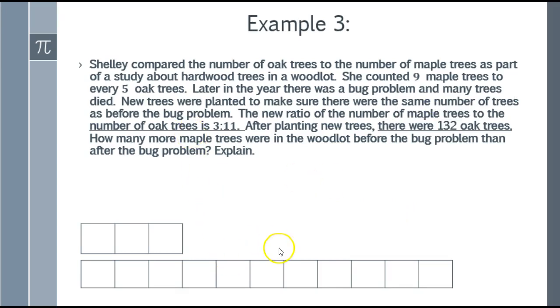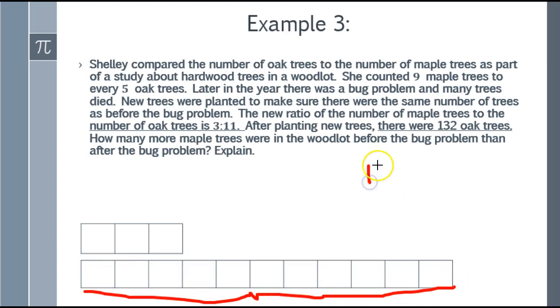So, when looking at this, my oak trees are represented in my 11 here. I want to break down the 132 between these 11. So I want to break down my 11 for my oak trees from 132, down to each individual piece. I would do that by dividing 132 by 11.